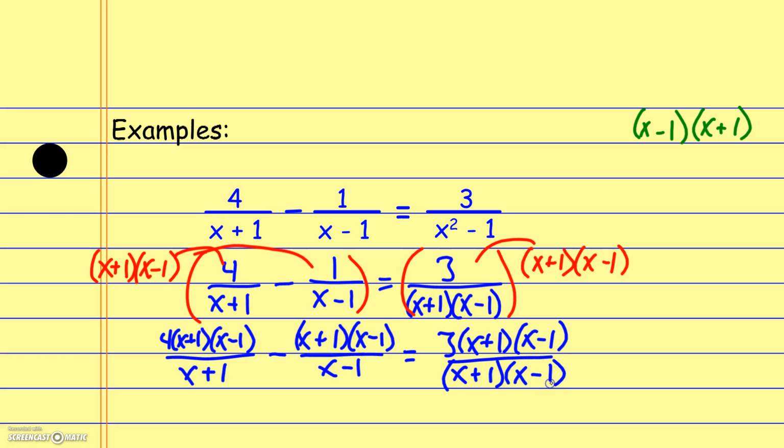Now I'm just going to simplify. I'm going to reduce each of these fractions. Here the x plus 1's cancel. I wanted a different color for that, so you can see me crossing out. There we go. Here the x minus 1's cancel. Here the x plus 1's and the x minus 1's cancel. So here's what I'm left with.